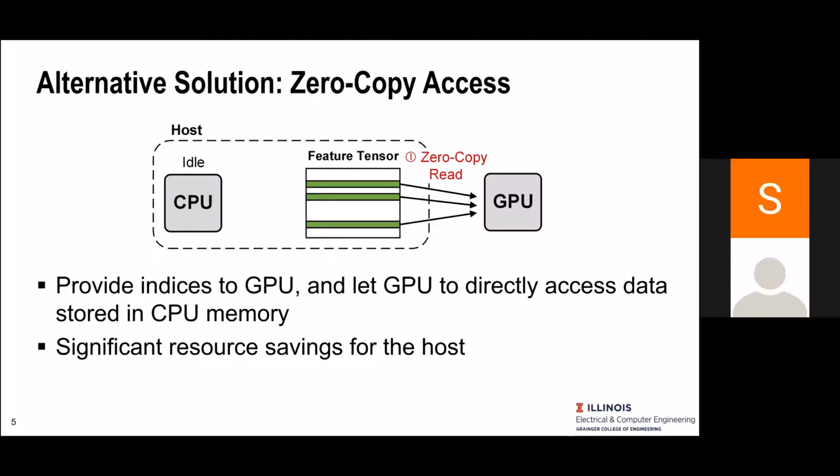So the alternative solution that we suggest in this work is zero-copy access from the GPU, which makes the GPU the center of the data access. Instead of the CPU gathering the data for the GPU behind the scenes, the GPU can access the host memory directly using zero-copy access. In this case, the CPU simply needs to pass the IDs of the nodes to the GPU, and the GPU will use those IDs to directly access the host memory. The CPU does not need to read or write or make a contiguous temporary buffer.